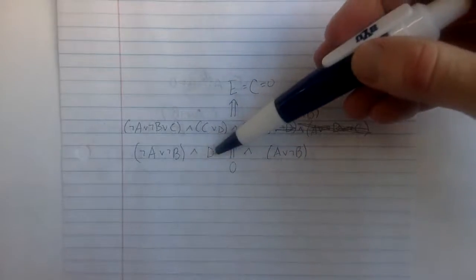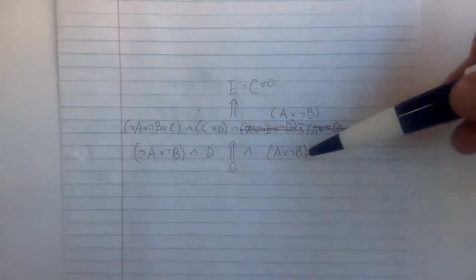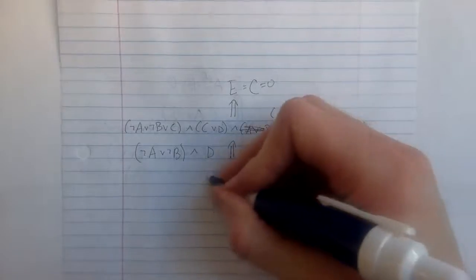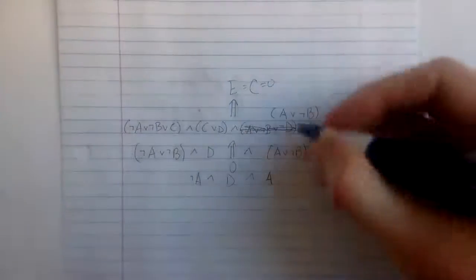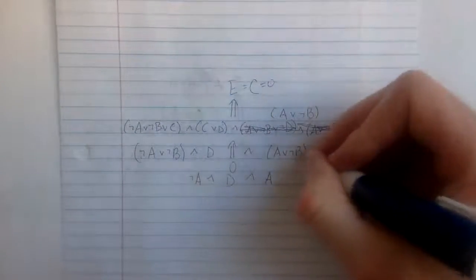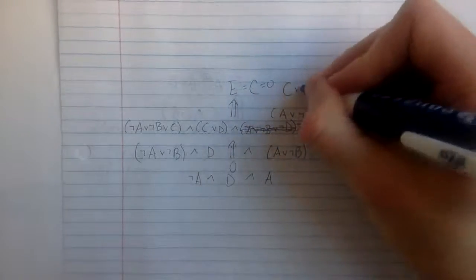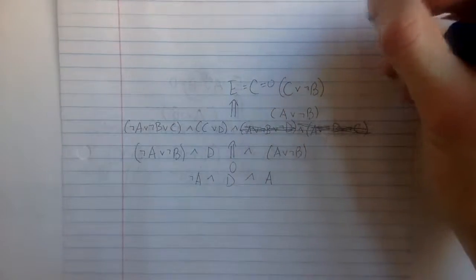So you end up getting this. Of course, D being 0 would make this whole thing 0. But with something else, notice, it should be pretty clear. If not B is 0, then this expression simplifies to A and D and not A, which clearly is 0. So it looks like C being 0 as well as not B being 0 would work. So we could have C or not B being E.